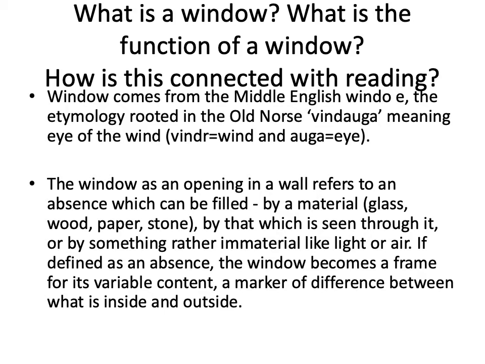The window is therefore an opening in a wall, referring to an absence which can be filled. So by material, by glass, wood, paper, stone, by that which is seen through it, or by something rather immaterial like light or air. And the window is therefore almost defined as an absence. So a window means actually that space where something else can be. It's the frame for its variable content. And it's the marker of difference between what is inside and what is outside.